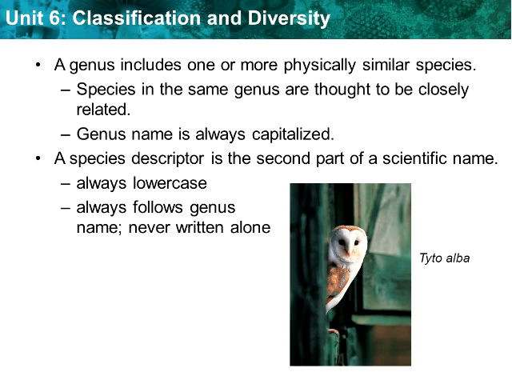All right, the genus includes one or more physically similar species. The species of the same genus are thought to be closely related, such as owls. For example, I don't even know what this is. Like a Taito. Sure, we're good with that, right? Whatever it is.